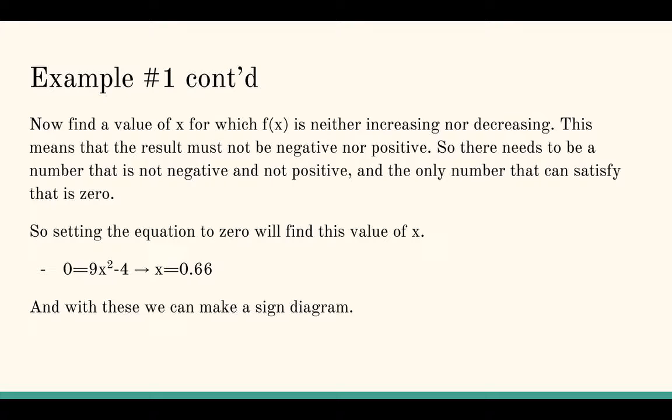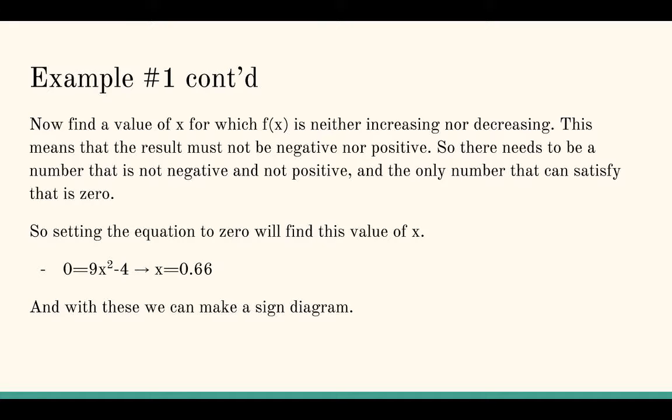Now we have to find a point in f of x where the function is neither increasing nor decreasing. This means that the derivative must not be positive or negative, and the only number that satisfies this is 0. So we must set the equation to 0. Setting the equation to 0 will help us find this value of x. So here we will use f prime of x, which is our derivative equation, and if you set 9x squared minus 4 to 0, and you add 4 on both sides, then you divide and do all of the things that you have to do, x equals 0.66.